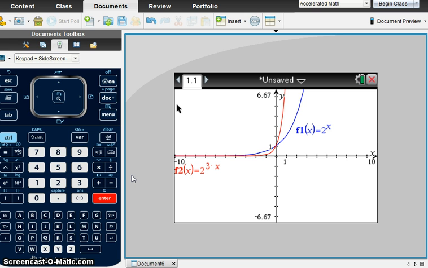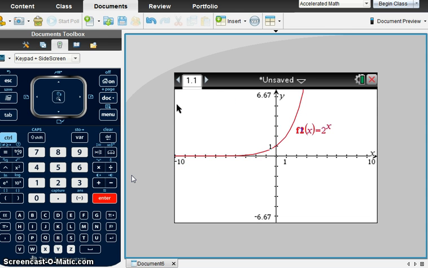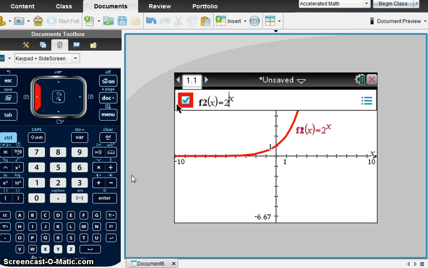So again, if you need to do a horizontal stretch, you need to multiply in the exponent by a number that's between 0 and 1. And if you need to do a horizontal compression, you need to multiply by a number that's greater than 1 up there in the exponent. And then there's one last one. Here's back to our parent function. What if we want to do a reflection?